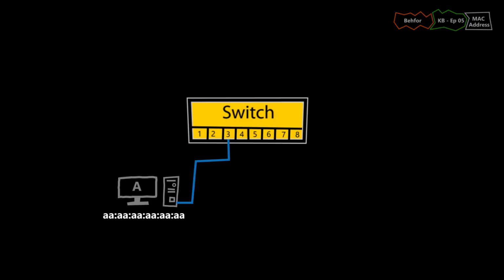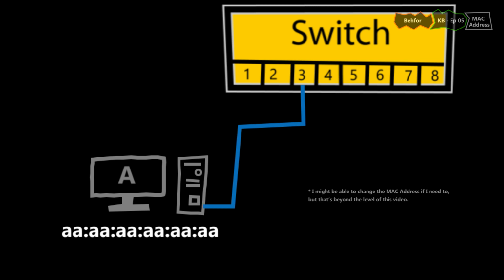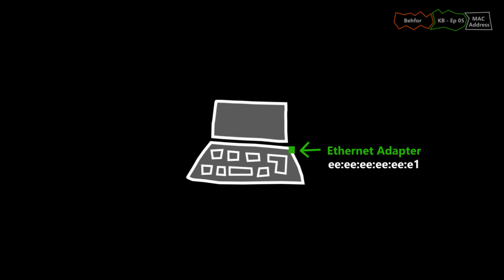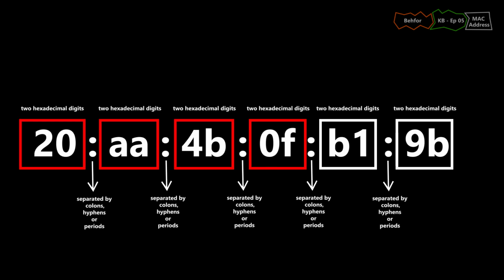Now, just to be more precise, I should say that the MAC address is actually assigned to the network adapter of the device. Or I better say it is burnt into the network adapter by the manufacturer, so it's not the kind of address that I would assign to the device. So, for example, if this laptop has an Ethernet adapter and also a wireless adapter, then it's gonna have at least 2 MAC addresses.